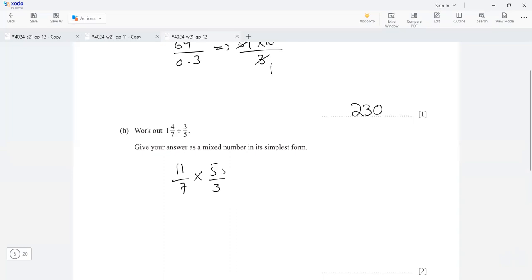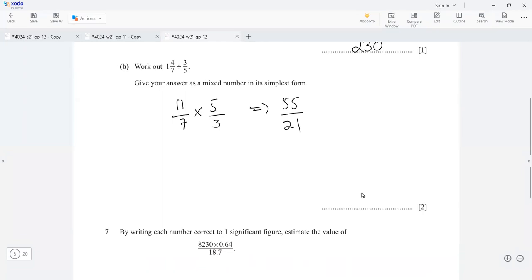So I think there will be no cutting. So 11 times 5 will be 55 and 7 times 3 is 21. So we can convert this into mixed fraction form. So it will result in whole 13 over 21. You can check this in the rough work, like 55 and 21. 2 times is 44. Sorry, 42.